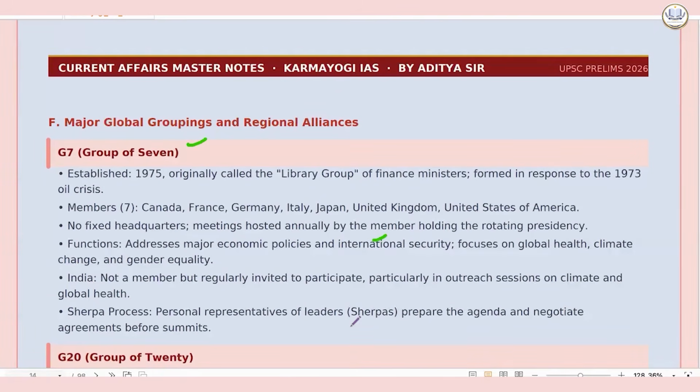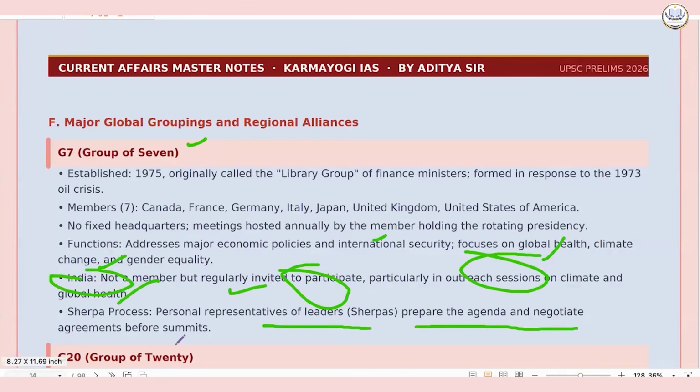It tries to address major economic policy and international security, and focuses on global health, climate change, and gender equality. India is not a member, but is regularly invited to participate, particularly in outreach sessions on climate and global health. There is a Sherpa process. Personal representatives of leaders, Sherpas, prepare the agenda and negotiate agreements before summits.